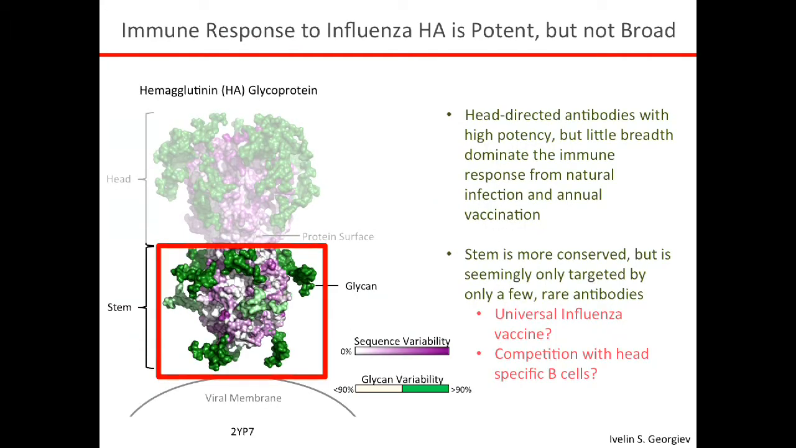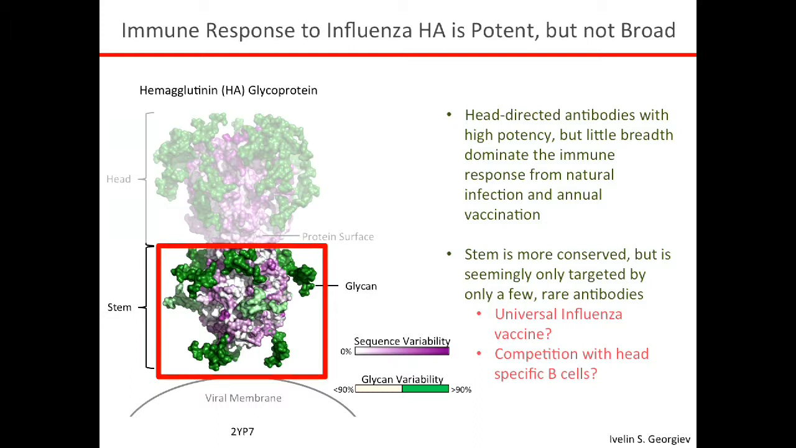If we look at the molecule of HA itself, it's made up of HA1 and HA2, but in general we can divide it into head and stem. Now, the head-directed antibodies have high potency but very little breadth, again, why we have to get vaccinated each year, and they dominate the immune response from natural infection and annual vaccination. However, the stem is more conserved, but it's seemingly only targeted by very few antibodies, which are quite rare and mostly very similar.